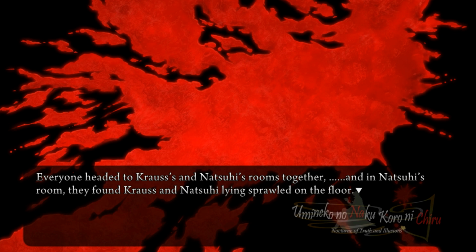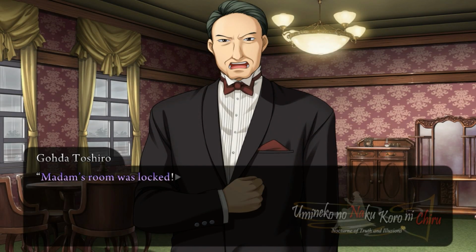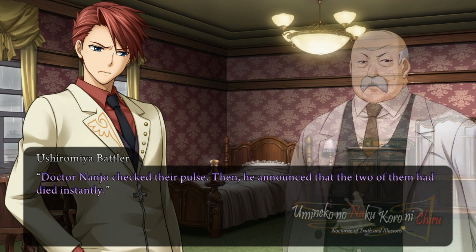They found Kraus and Natsuhi lying sprawled on the floor. That's pretty close. They are lying sprawled on the floor, but the narration is not saying that they are actually dead. If it said that, then that would have helped me a little bit. But no. Lying there sprawled on the floor means that they can either be dead or alive.